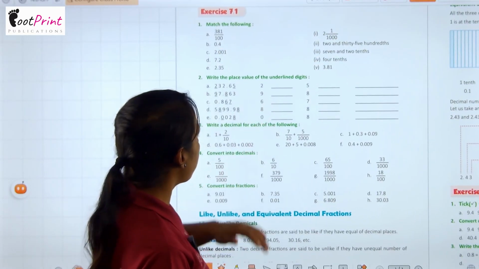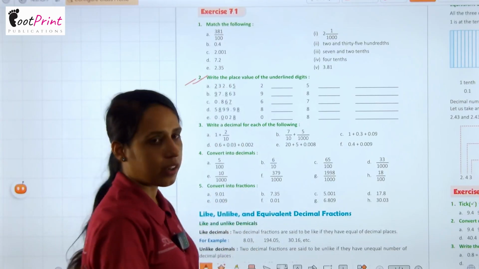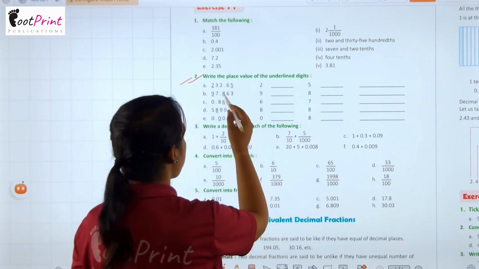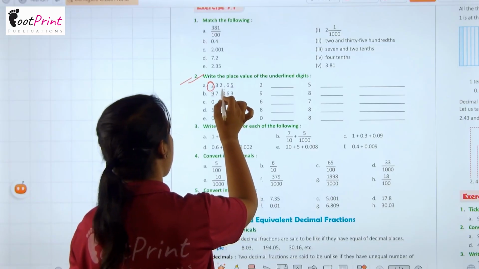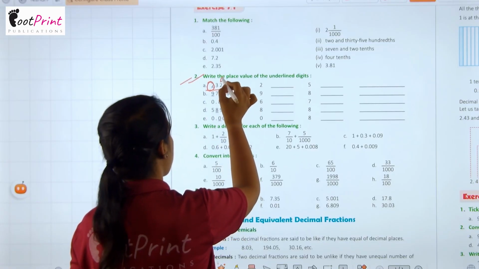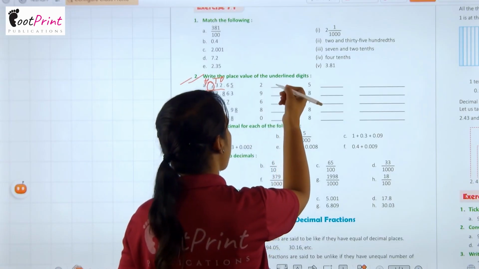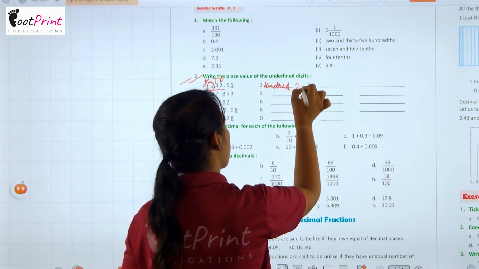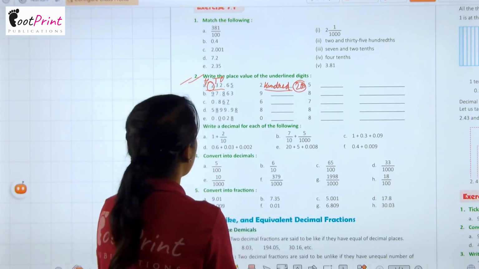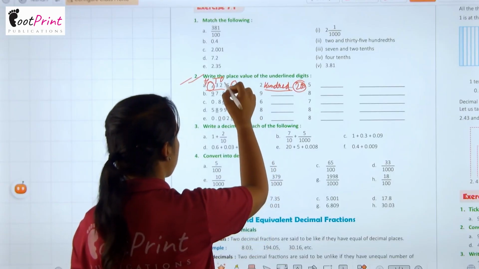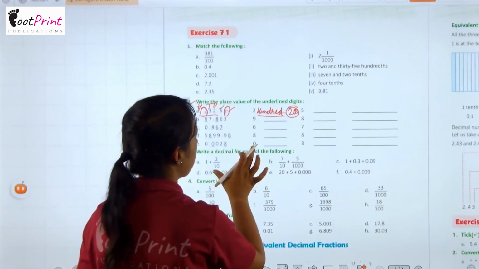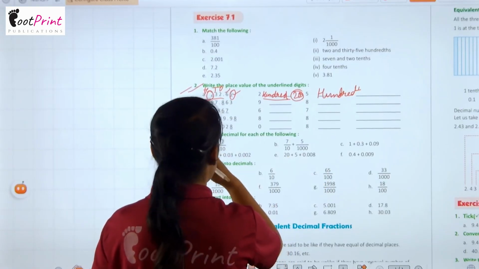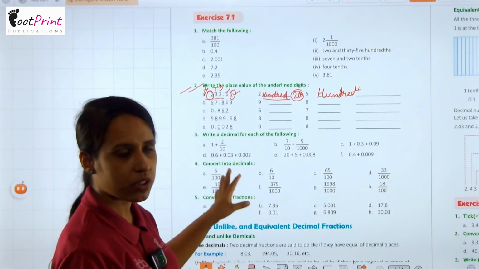Next, write the place value of the underlined digits. Here some digits are underlined and we have to find out the place value of the given digits. Here this 2 is here. Left of the decimal part we have ones, tens and hundreds, so it will become 200. Then here we have digits after the decimal point. So this is tenth and this one is hundredth, so it will become hundredth. Just like that you can solve the other options of this question.